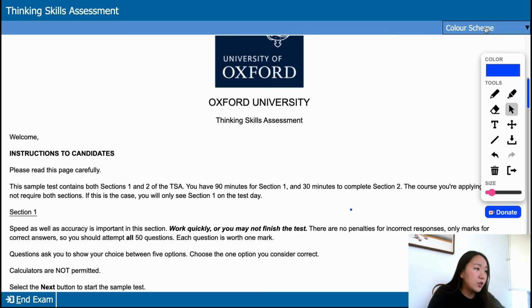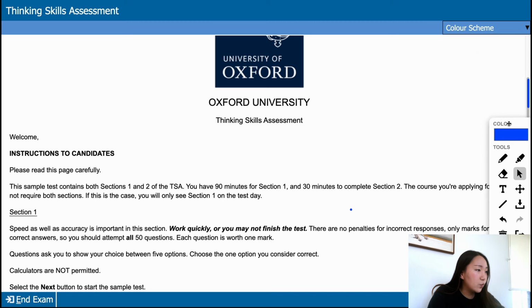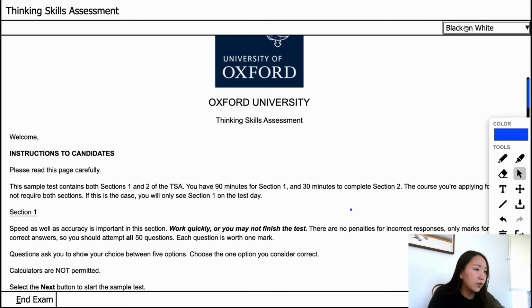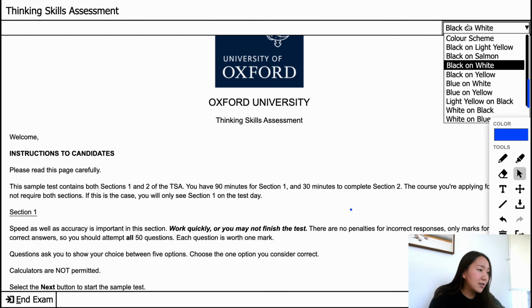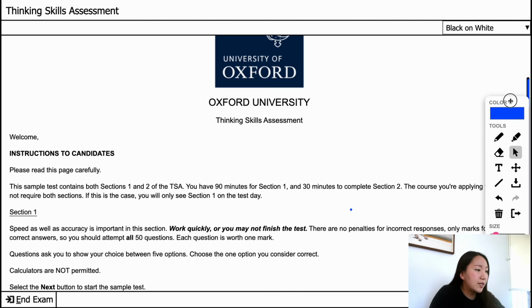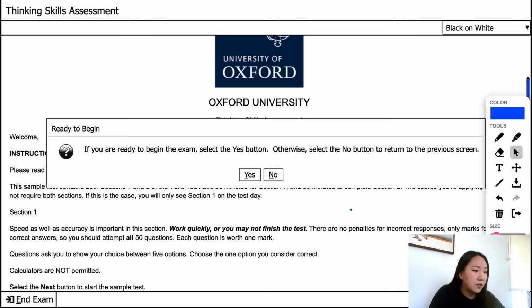You can change the color scheme to whatever you want. I think probably just black on white is going to be the best for fast reading. I know that yellow and black is also meant to be okay. You can try them out and see what works best for you personally, but I'm going to stick with black on white. So let's try this exam.